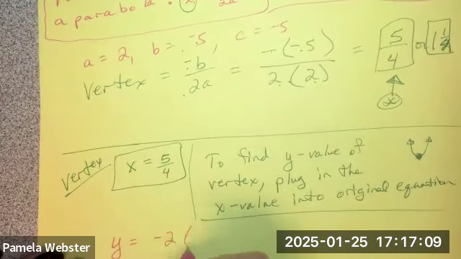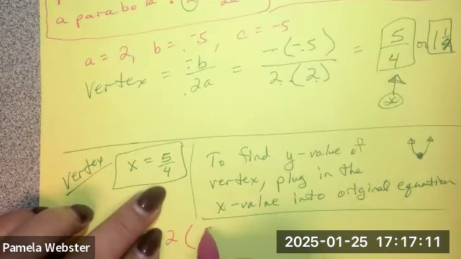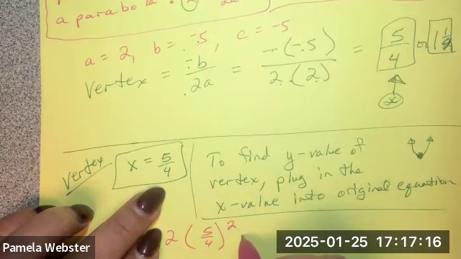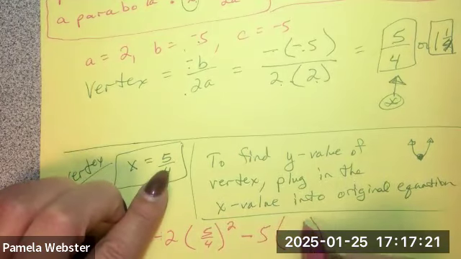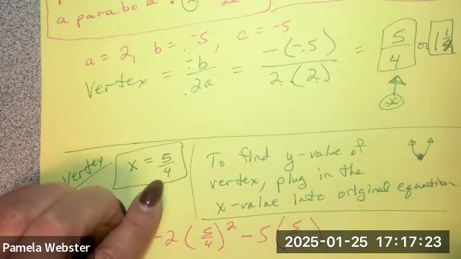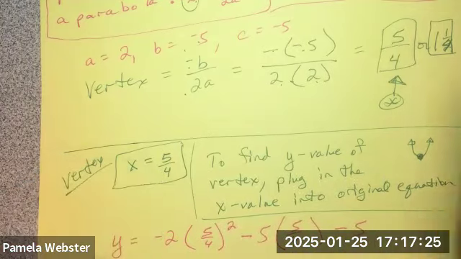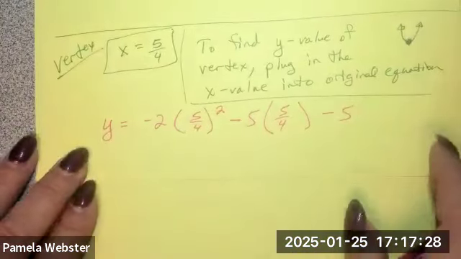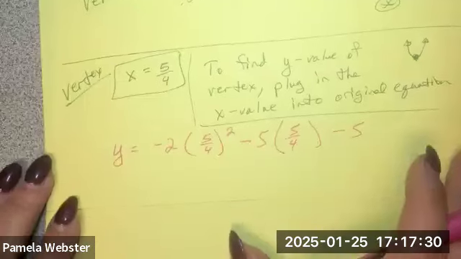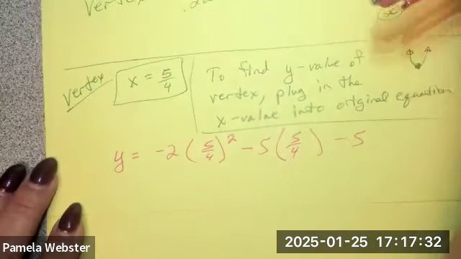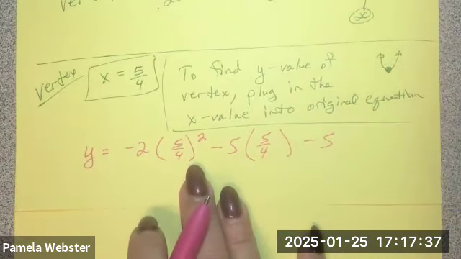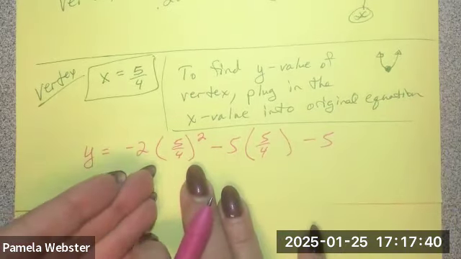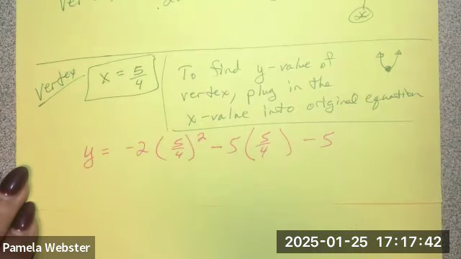Y equals -2. The x that I'm going to use is 5 over 4, and then that's going to be squared. And then the equation was -5 times the x. We're putting in 5 over 4 because that's what I just found. So go back to your original equation, plug that guy in. Again, if you want 1 and a fourth, you can, but this is one of those cases like right here. I think it's much cleaner for me to use the 5/4.